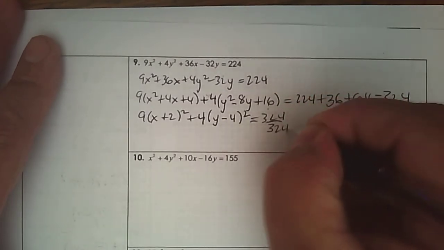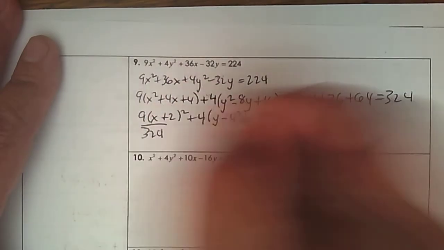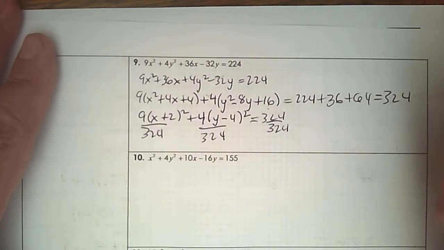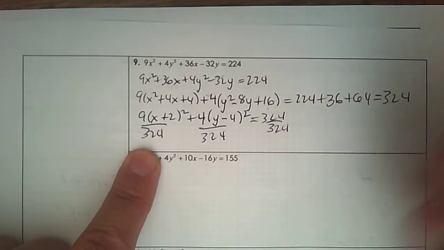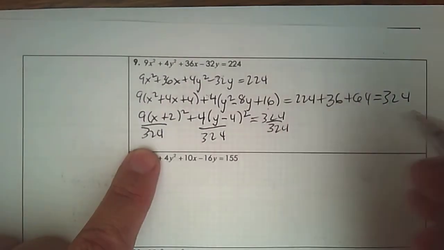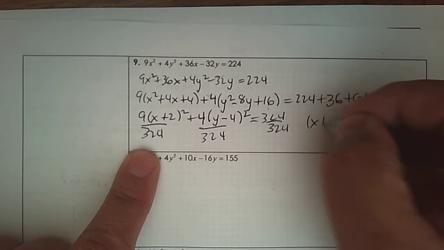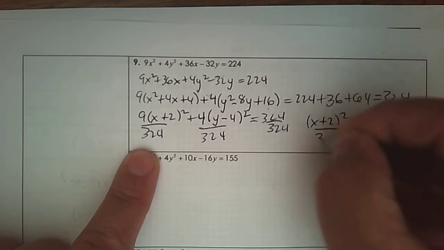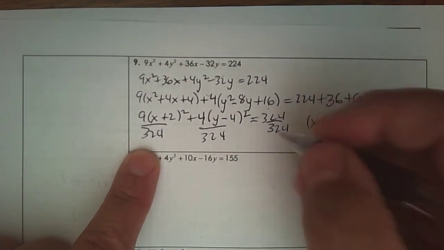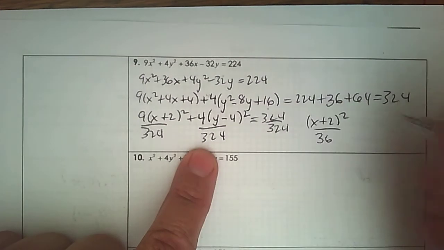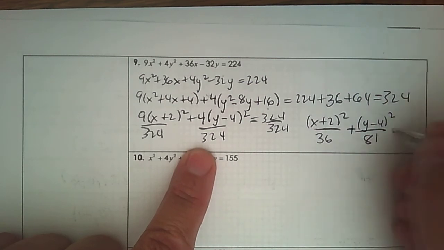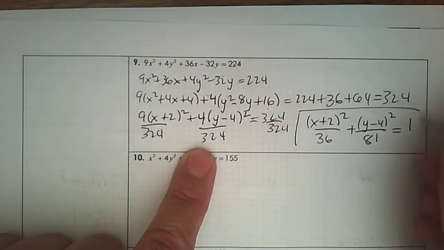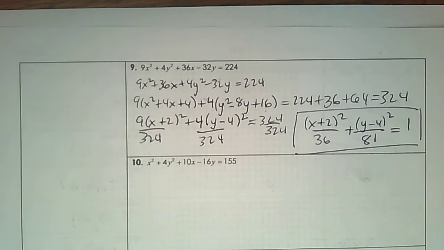And then the last step is to divide everything by 324. So 9 goes into 324. Believe it or not, you could use your calculator if you want. Divide it, that's 36. That's x plus 2 squared over 36. 4 goes into 324. That number is 81. Again, it's okay if you want to use your calculator. And then, of course, the right side is equal to 1. That's how you know it's in standard form at the end.